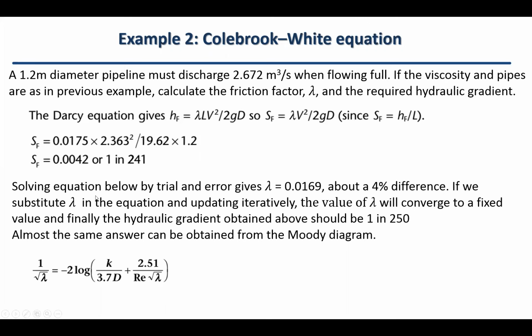If you replace it in the implicit equation here, you can easily calculate lambda on the left-hand side, and iteratively calculate lambda on the right, put it on the right and calculate on the left, as long as they converge and the difference between two consecutive lambdas is less than the threshold. If you carry on with this, eventually you will converge to the value of lambda equal to 0.0169.